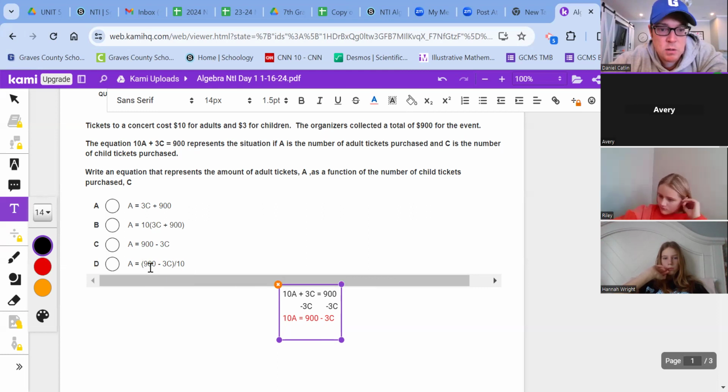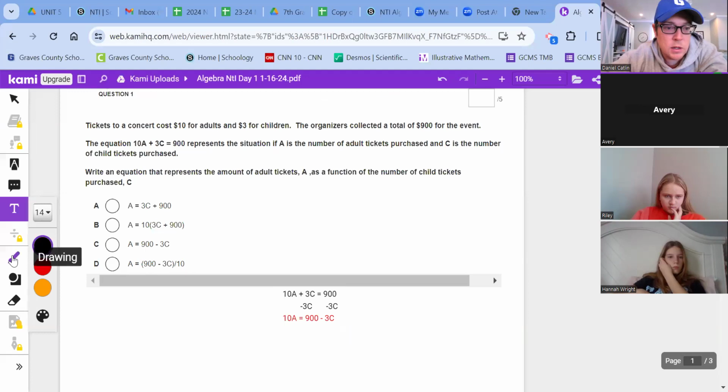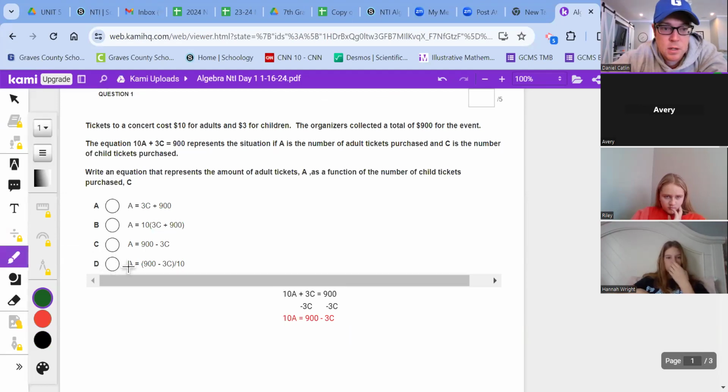That's what's showing here in D. I think that's pretty straightforward, right? So we're getting A by itself by solving for C, the 900 minus 3C, both parts, divided by 10. If you simplify that, you would get 90 minus 0.3C, which they didn't write that way, but a lot of times that doesn't happen. So the one that you would select here would be D, because that would be the solve for A situation.